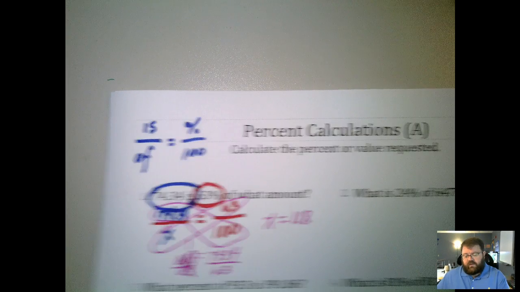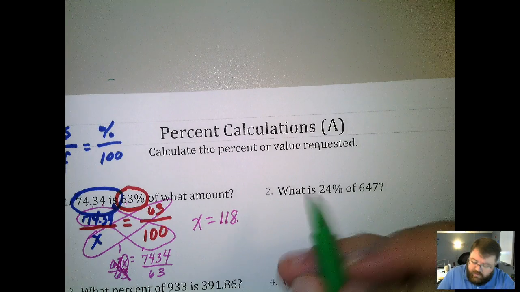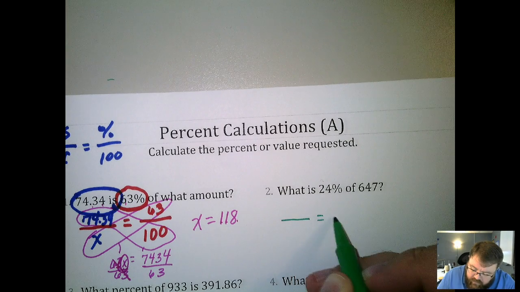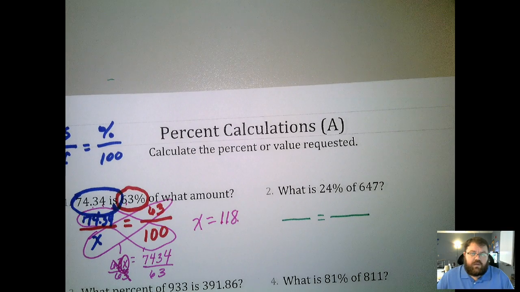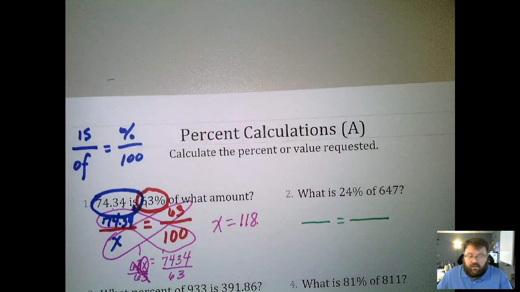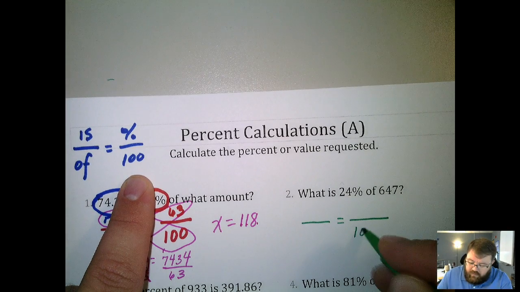Let's look at number 2. Number 2, we're going to start these problems out by saying line is equal to line. That should be the first thing that you do. From here, you want to go ahead and substitute your 100 because that is a constant. It's always going to be there. So I'm going to put 100 here.